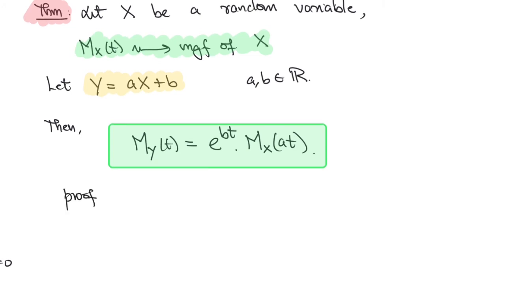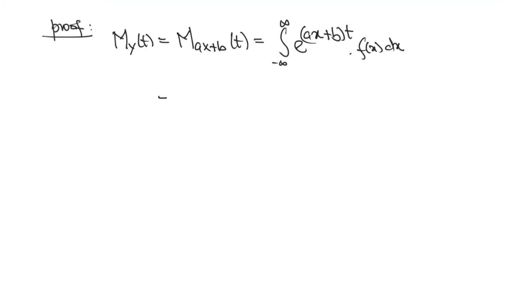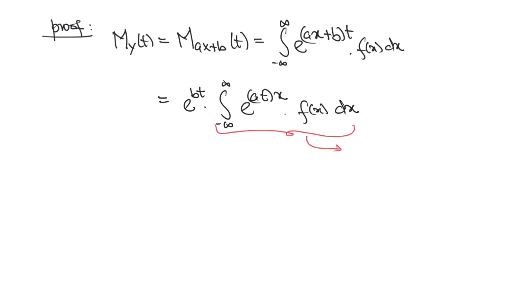The proof of this theorem is quite straightforward, and we will write it out here. We start off by writing the equation for the moment generating function for aX plus b. And if you follow through with these integral calculations, you notice that this really simplifies to e to the bt times the moment generating function of X evaluated at at.